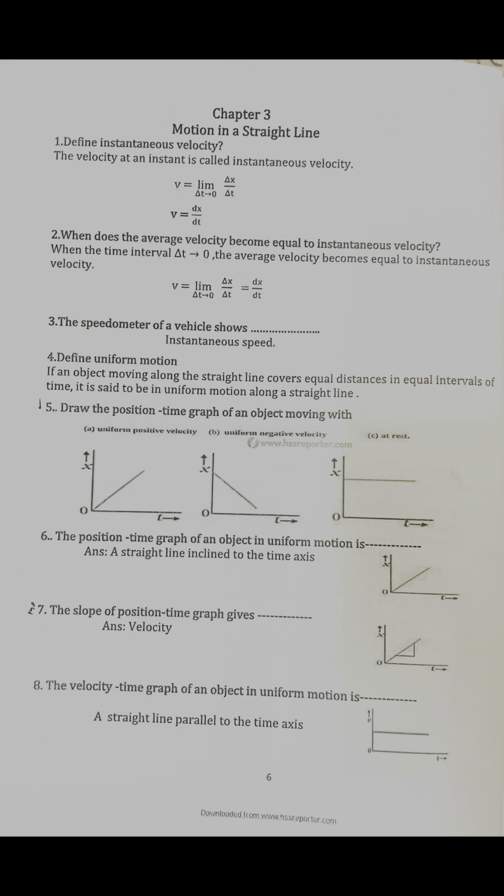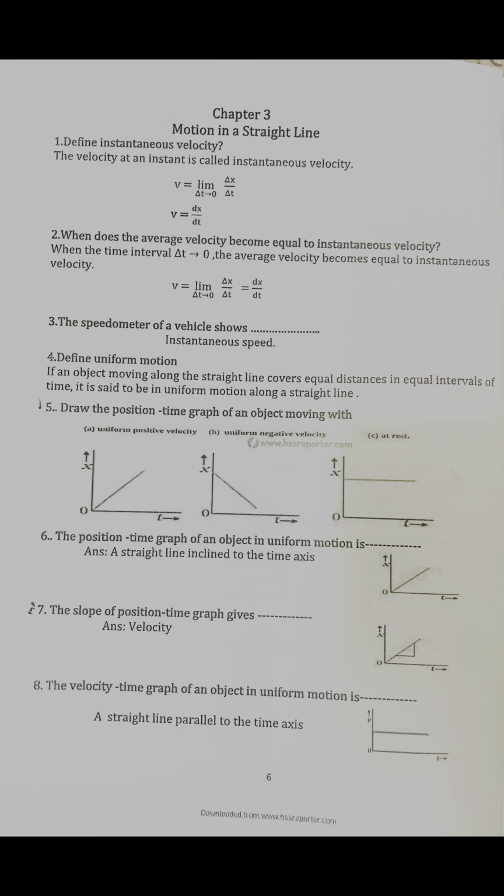So here delta t has an arrow mark, which means tends to 0. Delta t is going to 0, the value of 0. That means the change in time is very small. That is the meaning of that. The change in time is very small.